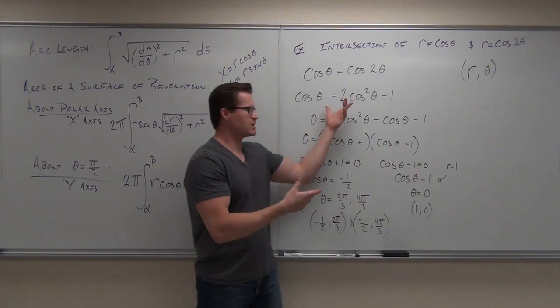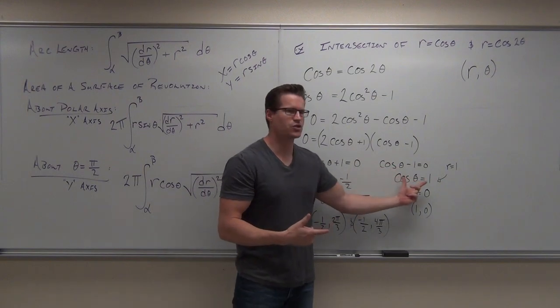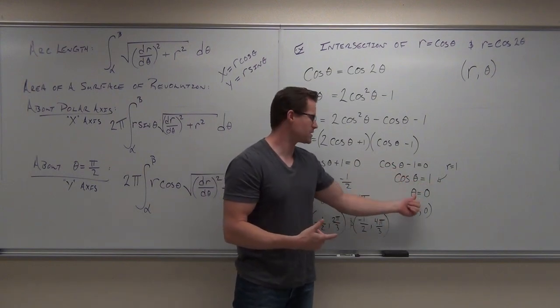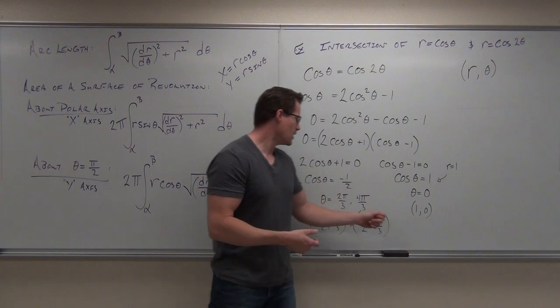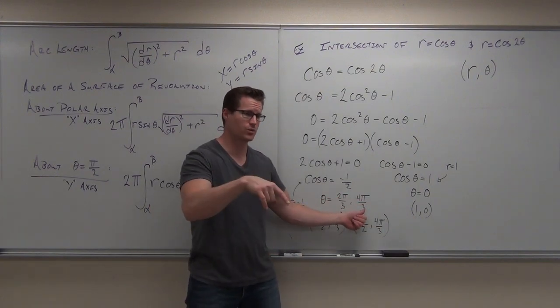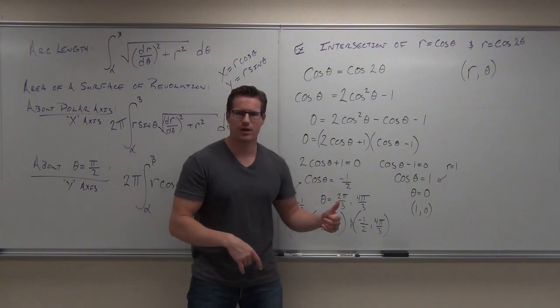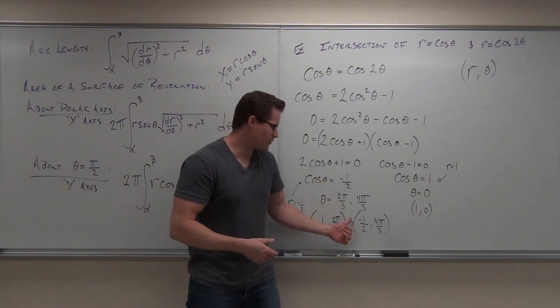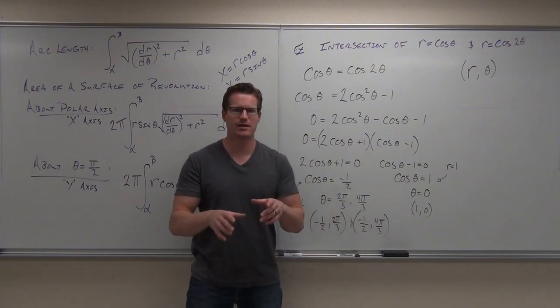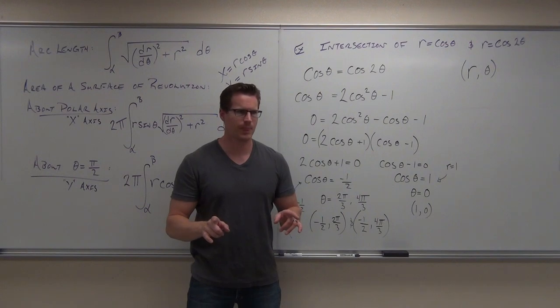So find, use an identity, find an equation, solve it, then just don't forget that you need to find your r. You don't just give me thetas here. Theta is 0, sure, but r is 1, so 1, 0. Theta is 2 pi over 3 and 4 pi over 3, but they both work with the r, cosine theta is r, of negative 1 half. So we have negative 1 half, 2 pi over 3, and negative 1 half, 4 pi over 3. Now, the last bit, this was not that interesting. This is what makes it interesting.